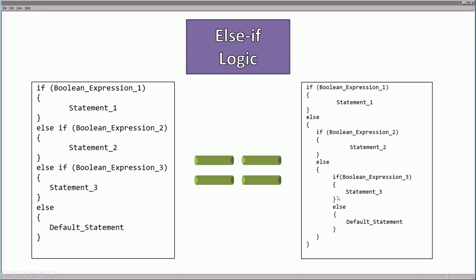Now, as indicated before, an else-if is an if statement inside the body of an else statement that corresponds to an if. So just like the previous if and else, if this is true, we ignore everything inside of this else. Now, if this is false, then we go inside the else and then check this next if statement.